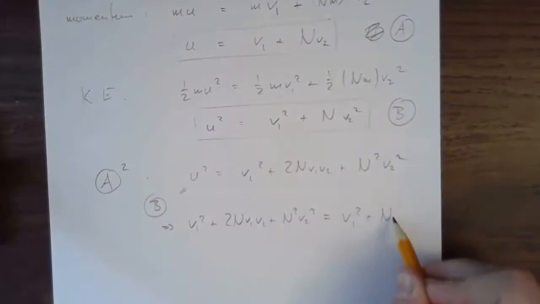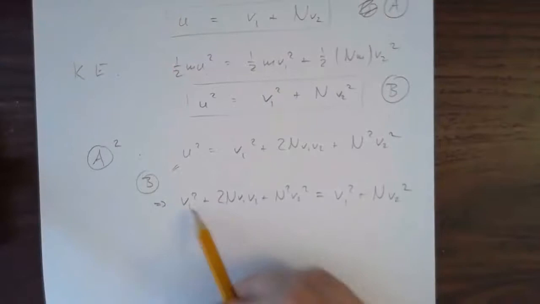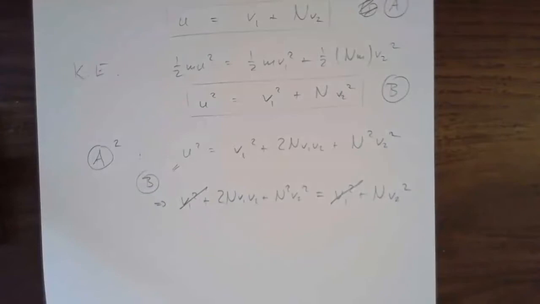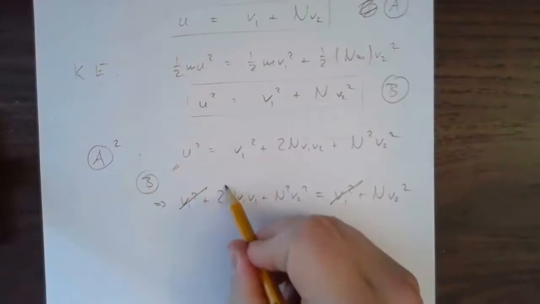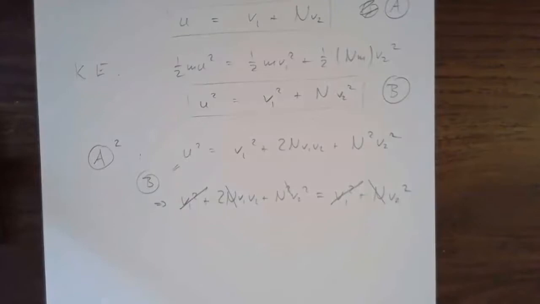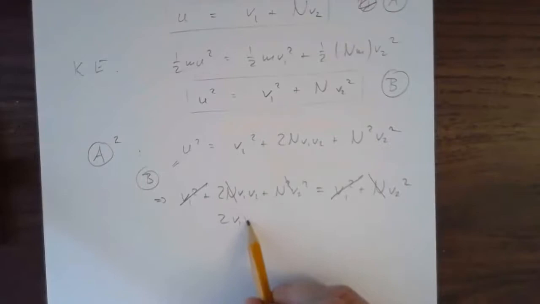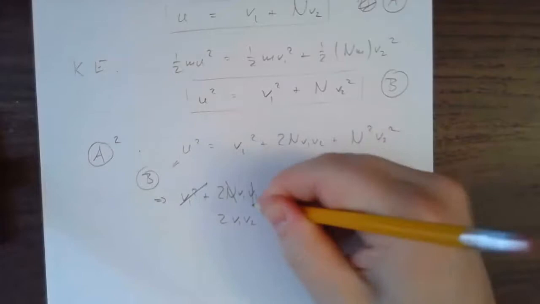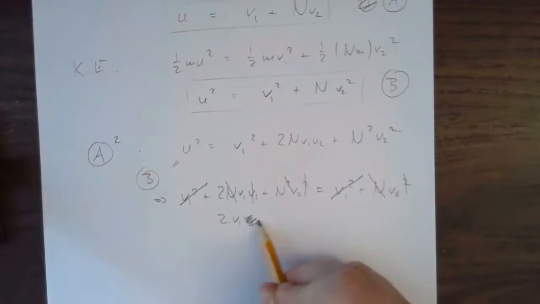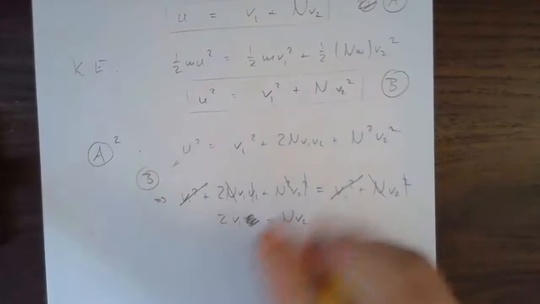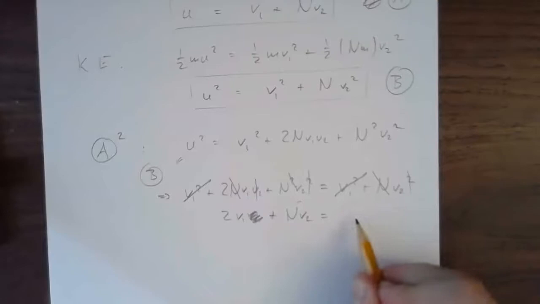I can simplify this a little bit. Notice I eliminated u, eliminate those, and actually I can also cancel out a factor of n, because there's n squared, so I'm just going to make the square go away. Actually, I should have done this right away: cancel out the v1 squared. So I have 2n v1 v2 plus n squared v2 squared equals n v2 squared, and dividing through I get 2v1 plus n v2 is equal to just v2.